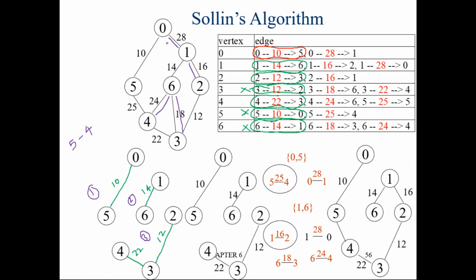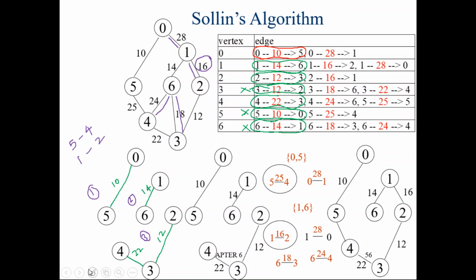So one edge cost is 28, this edge cost is 16, this is 24, this is 18. So pick up the minimum cost edge, this is 16. Okay, so 1 to 2, this edge we should consider, 1 to 2. Now we have done the second component.